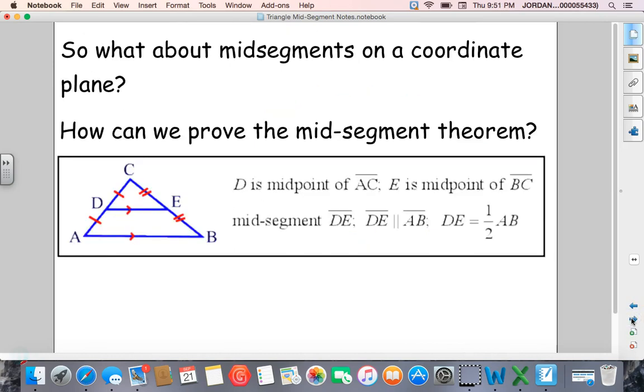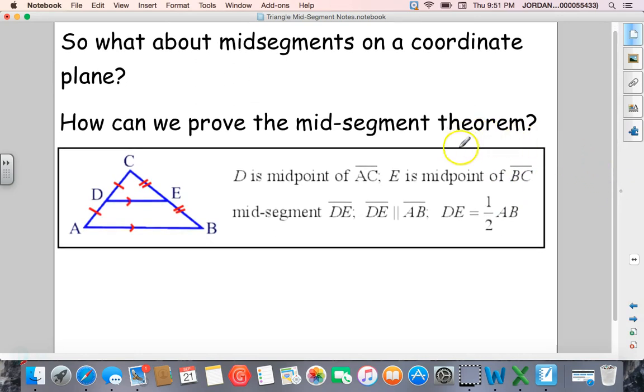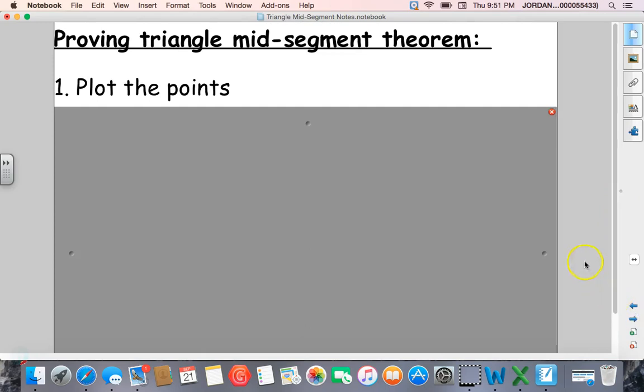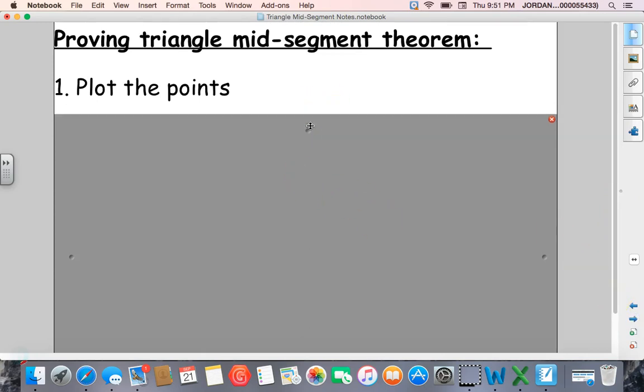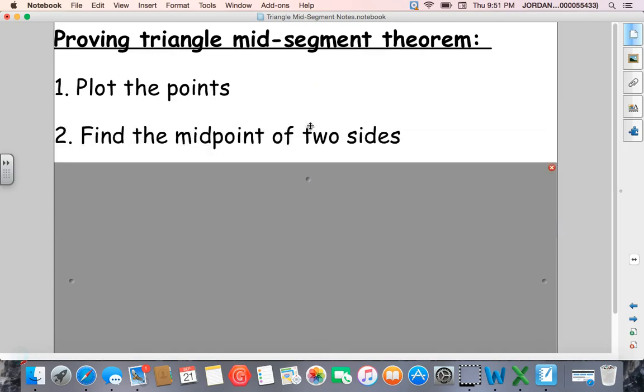Alright, so now a little bit more complicated thing here. So if we do mid-segments on a coordinate plane, we want to prove the mid-segment theorem. Alright, so this is one of those things that's going to have a few steps to it that can take a while. So first step is to simply plot the points that we're given. Second is to find the midpoint of two sides. So we've got to remember our midpoint theorem that we did in Module 1.